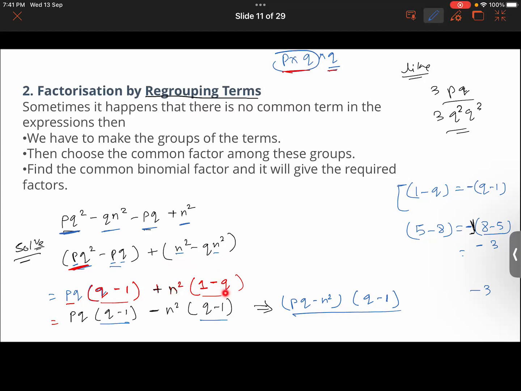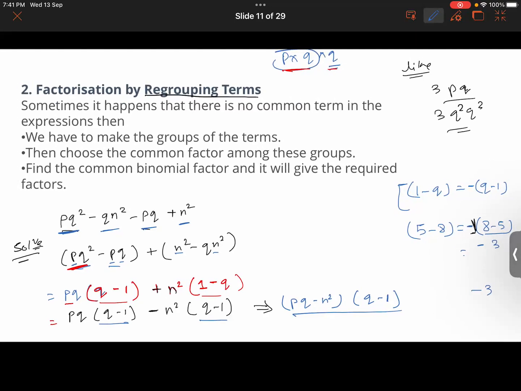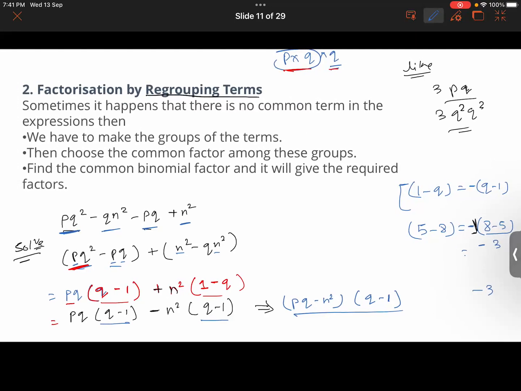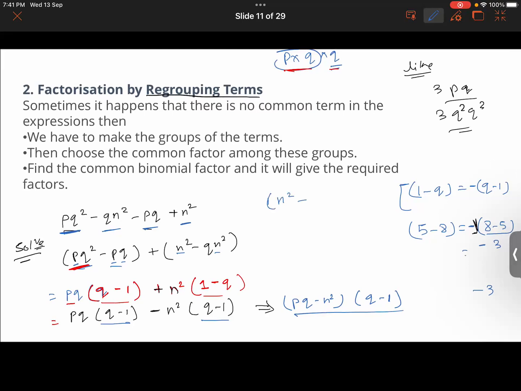One will be left? How will one be left? Okay, good question. So if this is the term inside the brackets, n square and qn square, both of them have got common n square. In order to take them outside of the bracket, you can divide it with n square and multiply it with n square.